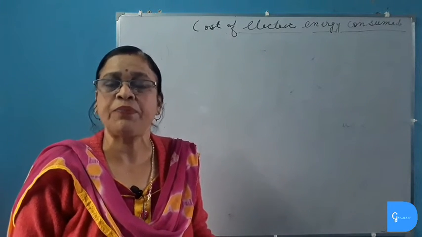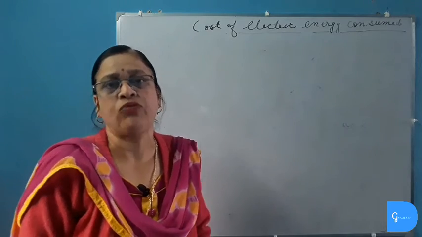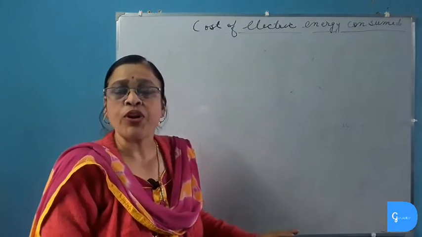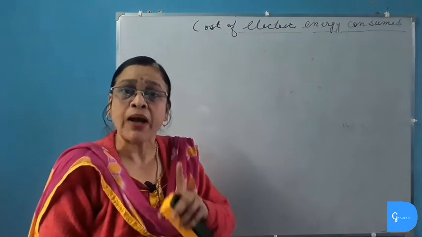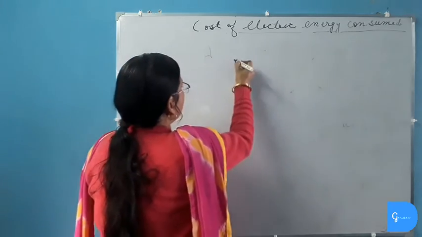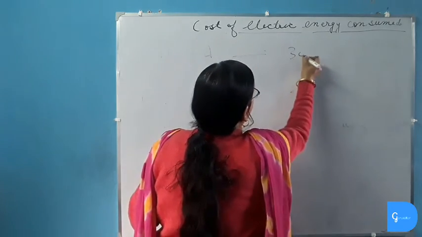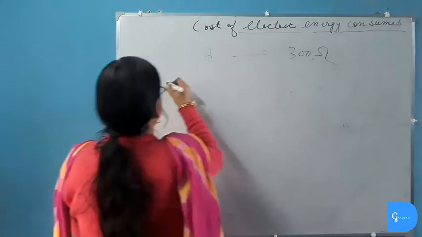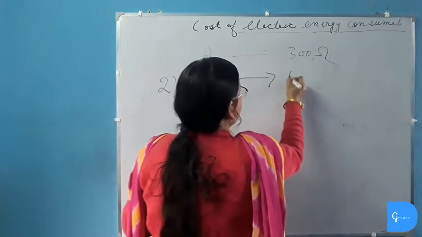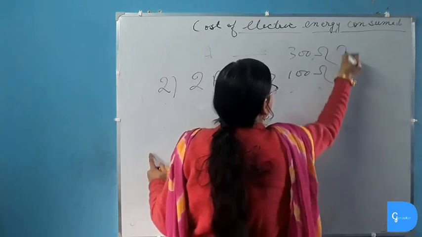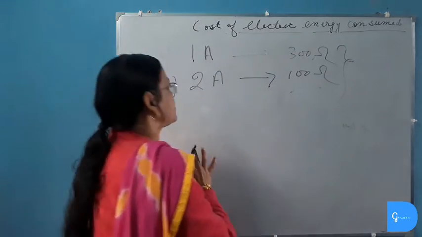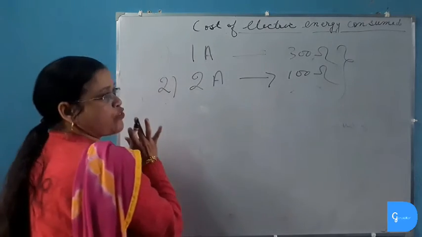You have to understand it first properly and then calculate. The question is, in which of the following cases will more electric energy be consumed per hour? In the first case, 1 ampere of current flows through 300 ohm resistance, and in the second case 2 ampere of current flows through 100 ohm resistance. Now it is asked in which case more electric energy will be consumed. So first we have to find the power.